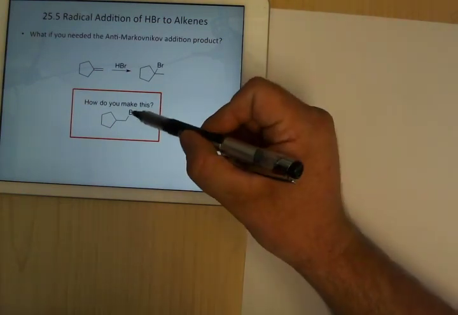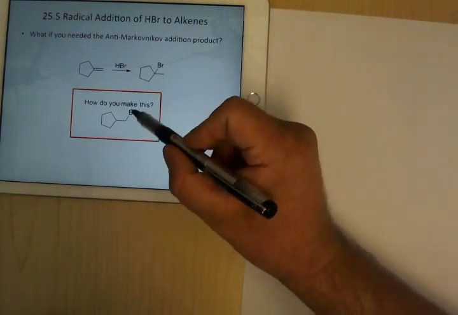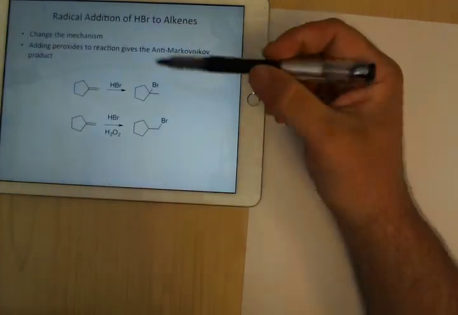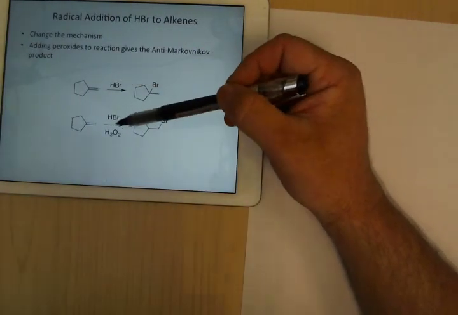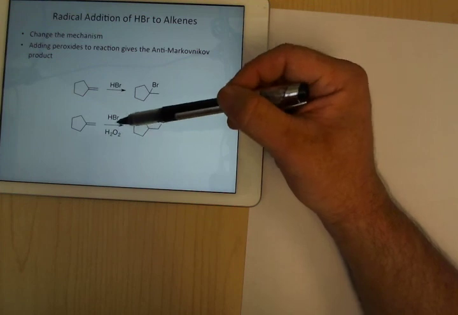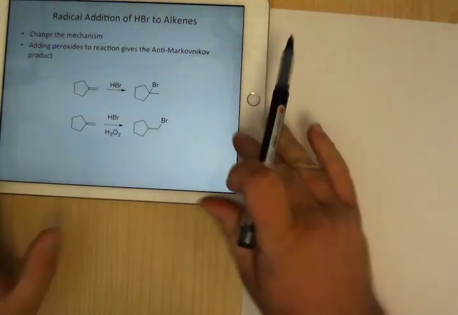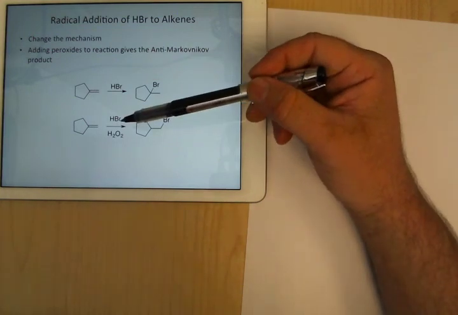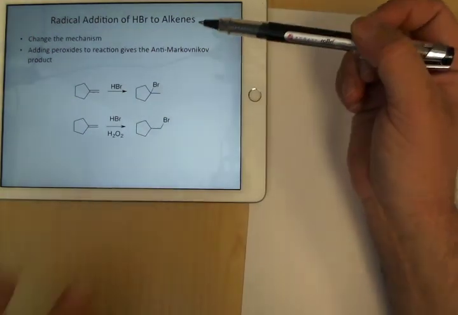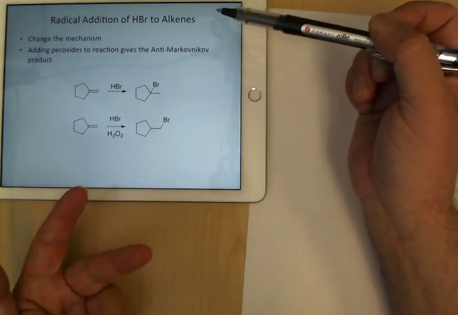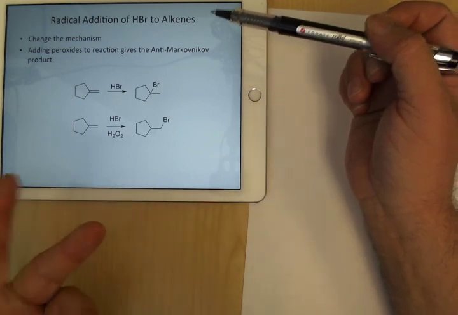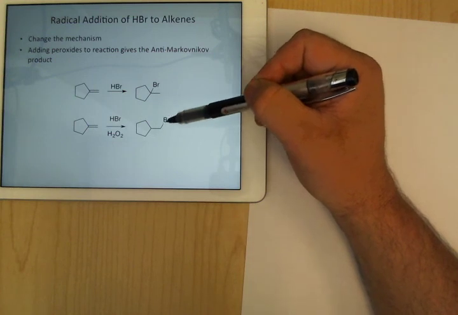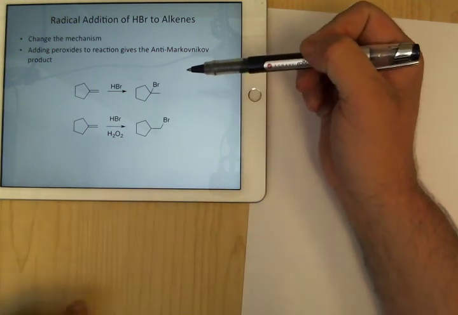But the question becomes, what if you really need that bromine to be on this side? So what do you do? It turns out that if you run the same reaction in the presence of peroxide, typically something like hydrogen peroxide, it'll actually switch the regioselectivity and put the bromine on the lower numbered side. So it's the complementary reaction.